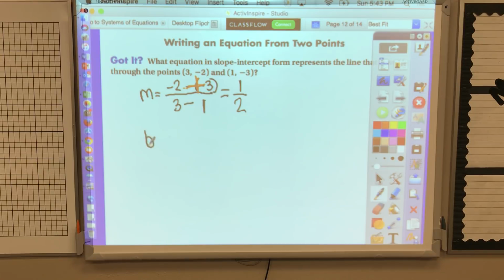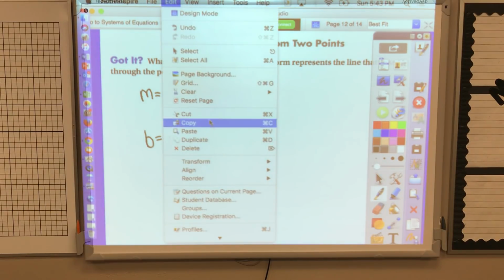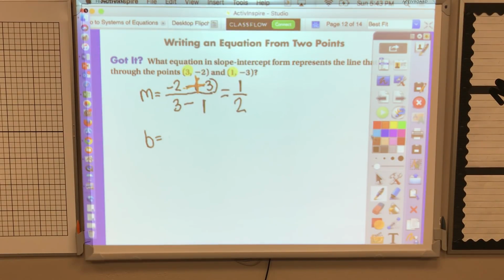Like I said, these ones take a little bit more work because when I look at these ordered pairs, neither one of them has a 0 for that x coordinate. So I need to find b by choosing one of my ordered pairs to work with. By working with this one, we're going to use this 3 for x and this -2 for y. So we have y equals mx plus b.